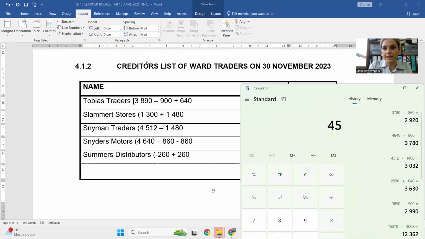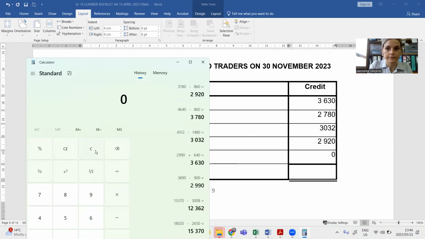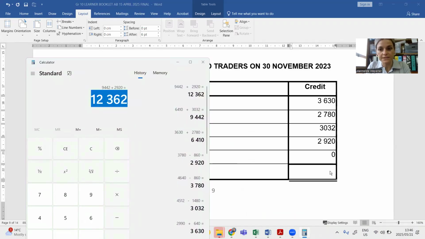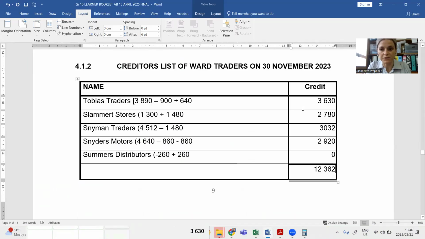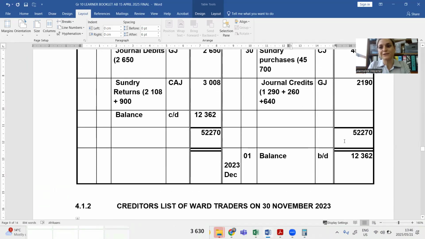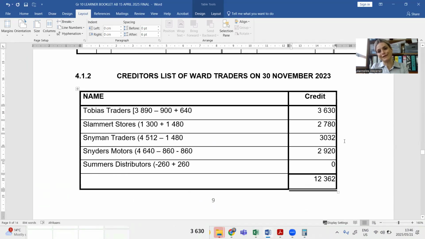So let's just quickly add the totals here. See, I'm in a hurry now, and now I'm making silly mistakes. Plus 3,032 plus 2,920. So 12,362. I hope it's the same. Otherwise, I made a typo somewhere because I'm in a hurry. 12,362. There we go. Okay, so that is the creditors reconciliation.